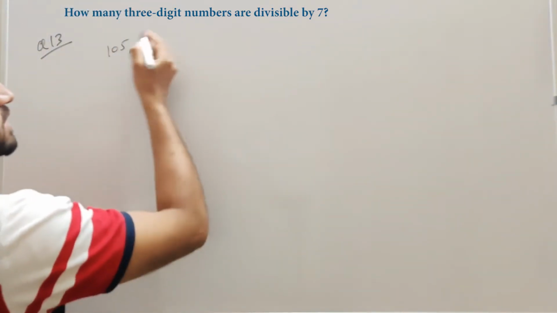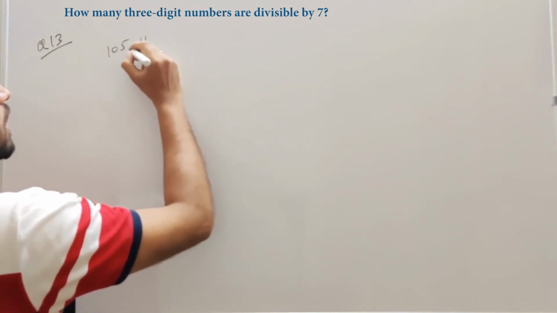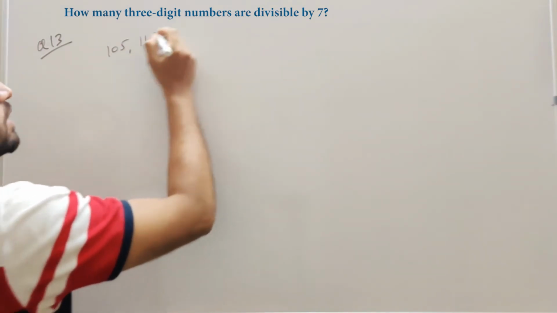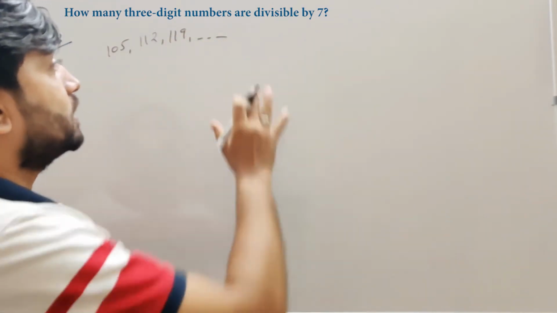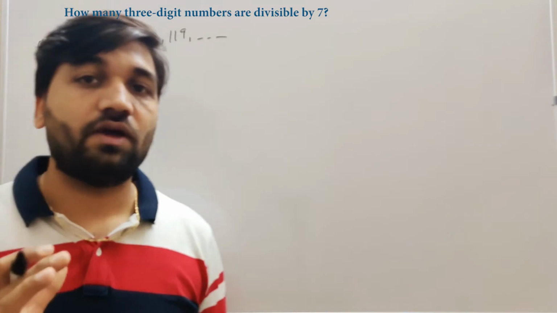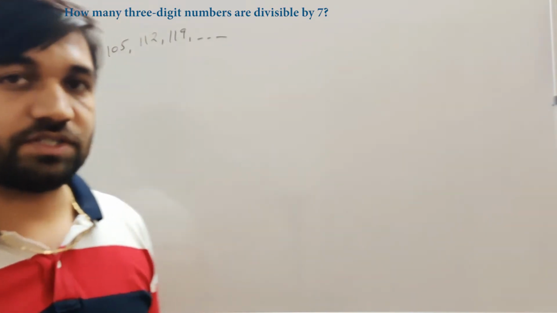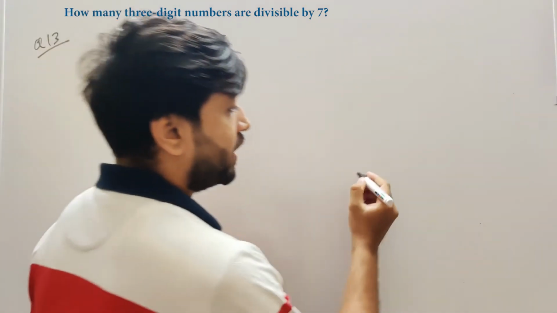Which is the next? We add 7 to it, so that will give you 112. Then the next is 119. So this is the sequence. Now, as we said, 999 is the last 3-digit number, but is it divisible by 7 or not?